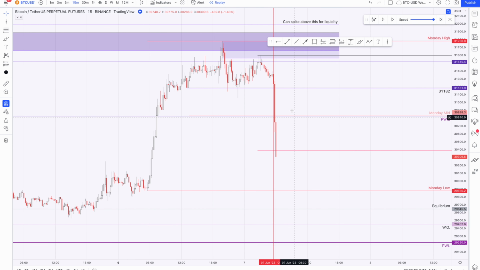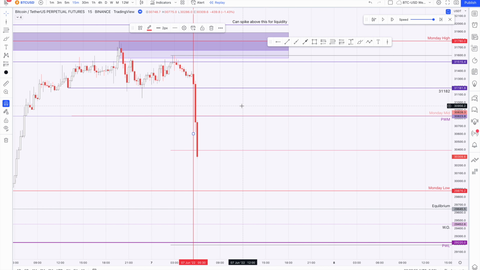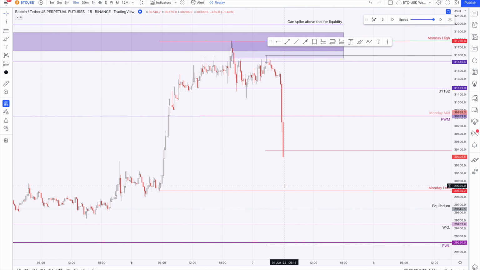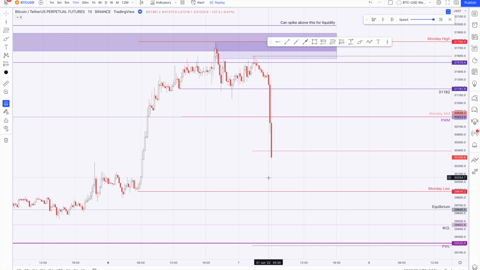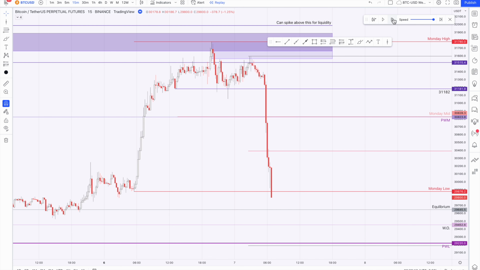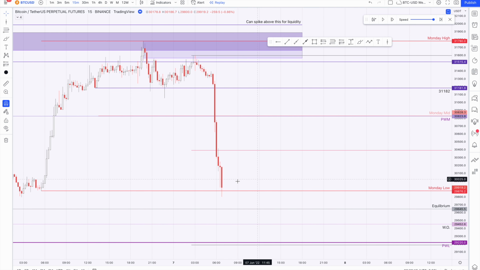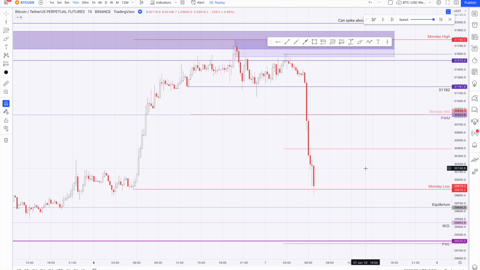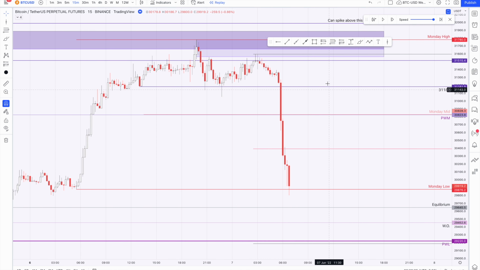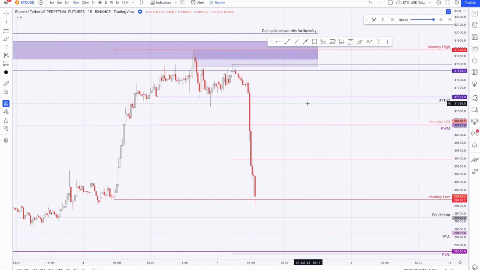So for obvious reasons, if we are seeing a fall on the Tuesday, yeah, I also did mention that if we break this level 31182 on Monday itself, the high chances we will be tapping Monday low on Tuesday itself, and that's exactly what happened. In fact, we tagged this level in an hour or so, right? 5:45, 6:45, right? So within an hour, we tapped this level after we broke 31182, right?